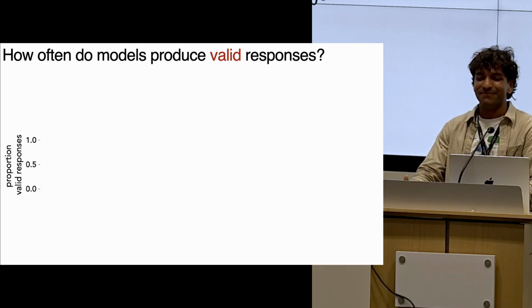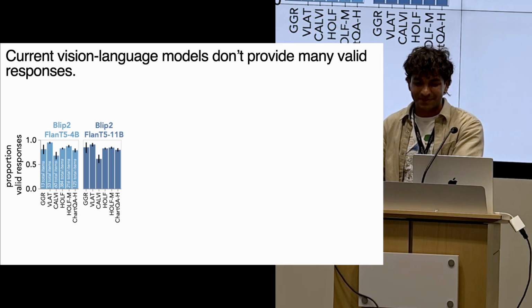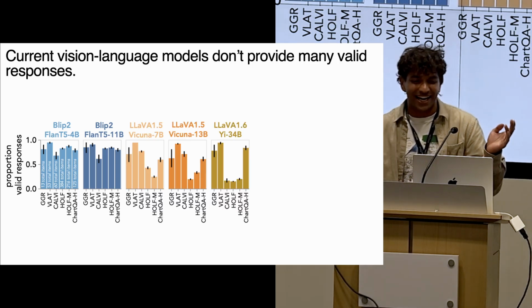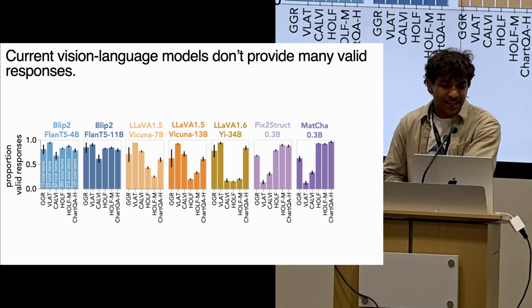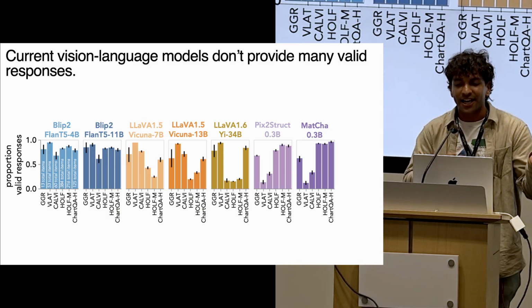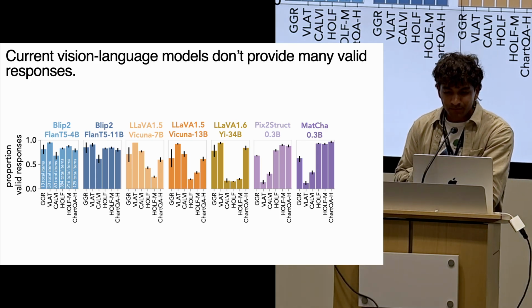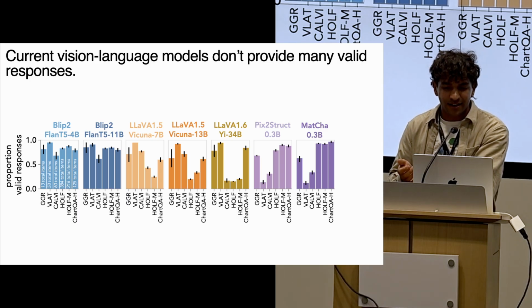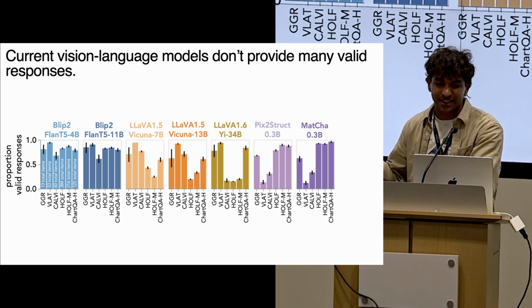And since this is literally the bare minimum standard you need to answer a question, we wanted to know how often do models even produce these valid responses? So the current vision language models we find don't always provide valid responses, and that's kind of just the best case. And we see that even other models barely provide any valid responses across tests. And even models like Matcha, which is fine-tuned on charts and other data visualizations, don't really provide valid responses for specifically the expert designed assessments like Colby.